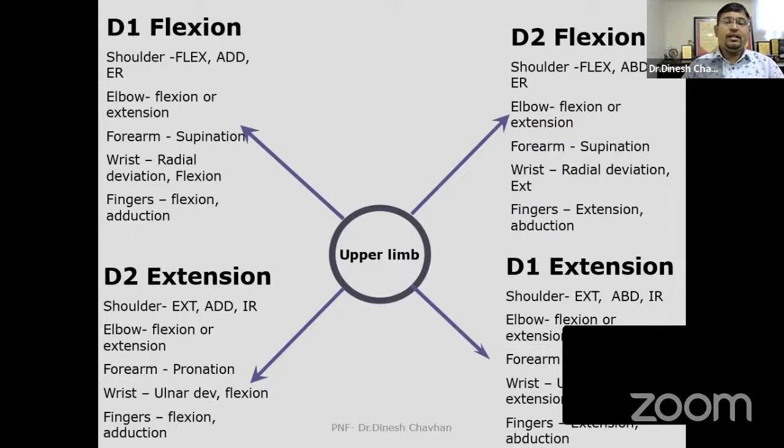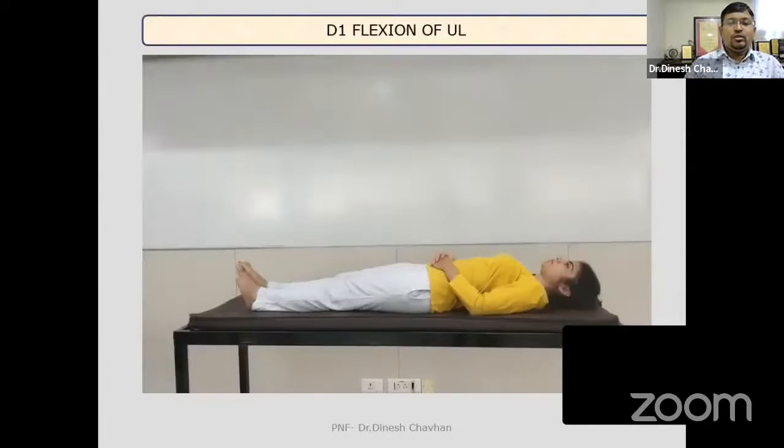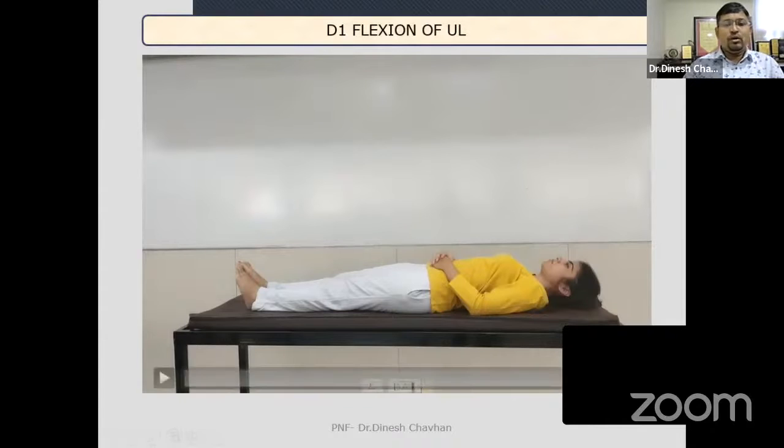So what is the ending position? To attain the D2 flexion, we should know what movement is happening at the shoulder joint, the elbow joint, forearm, wrist joint and the fingers. We'll see the small videos of D1 flexion.